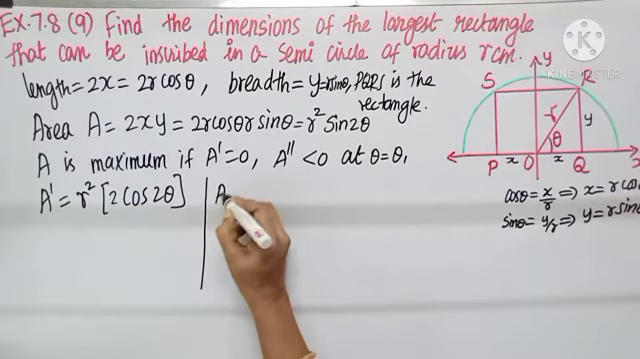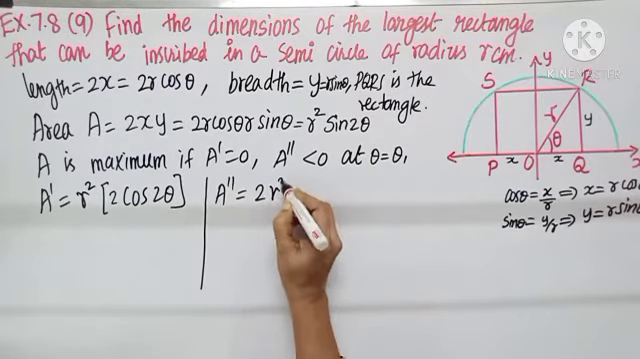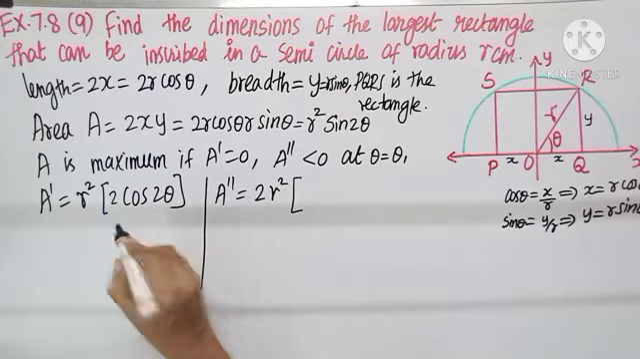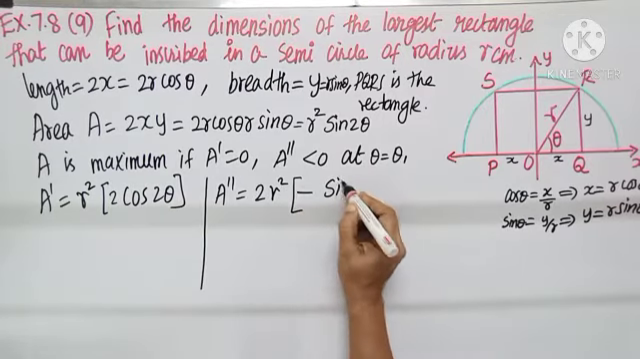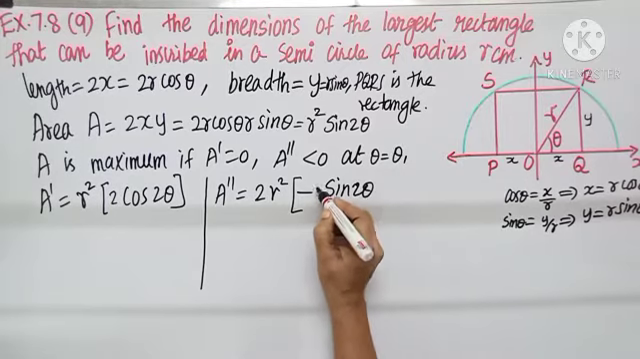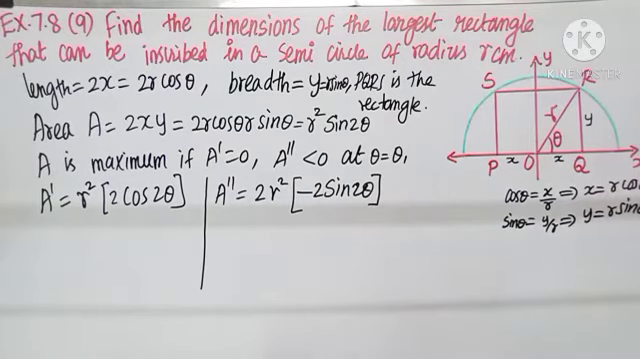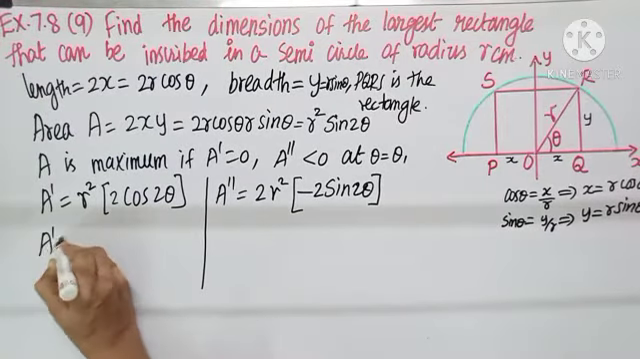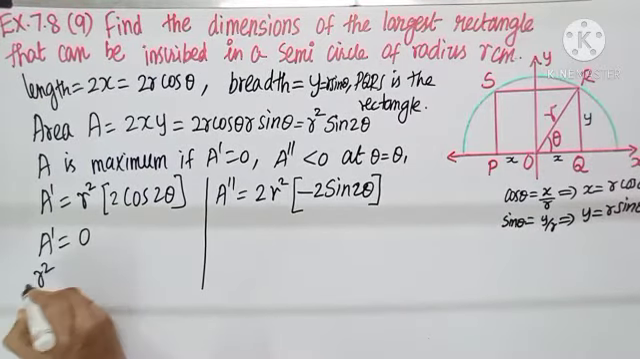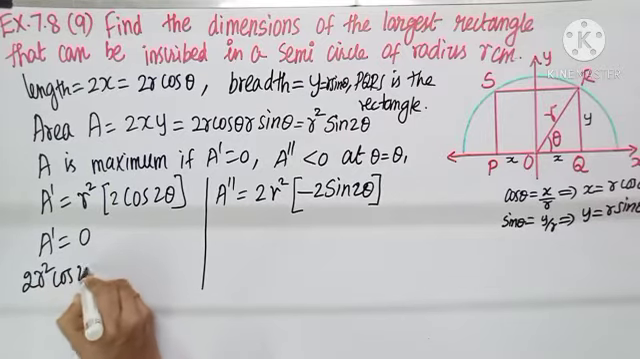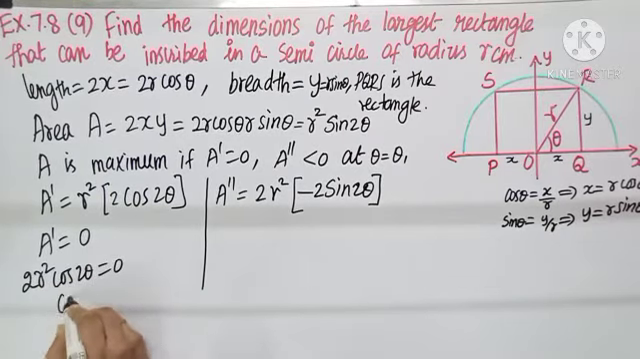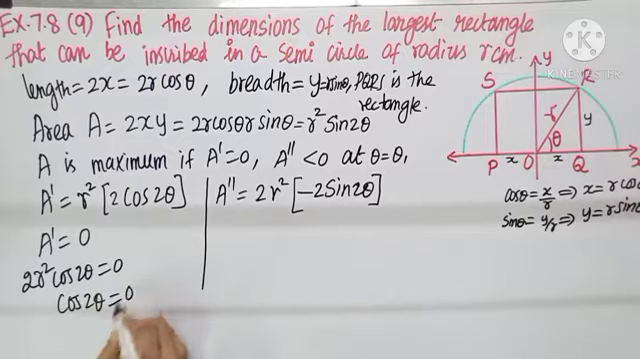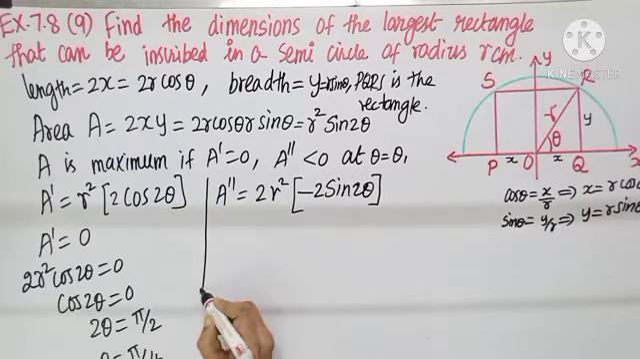The second derivative, 2r square will come as it is. Cos will become minus sin 2 theta, 2 theta will become 2. Now we put the derivative equal to 0. A dash 0 tells me 2r square cos 2 theta 0, or cos 2 theta 0 tells me 2 theta is 90 or pi by 2, theta equals pi by 4.